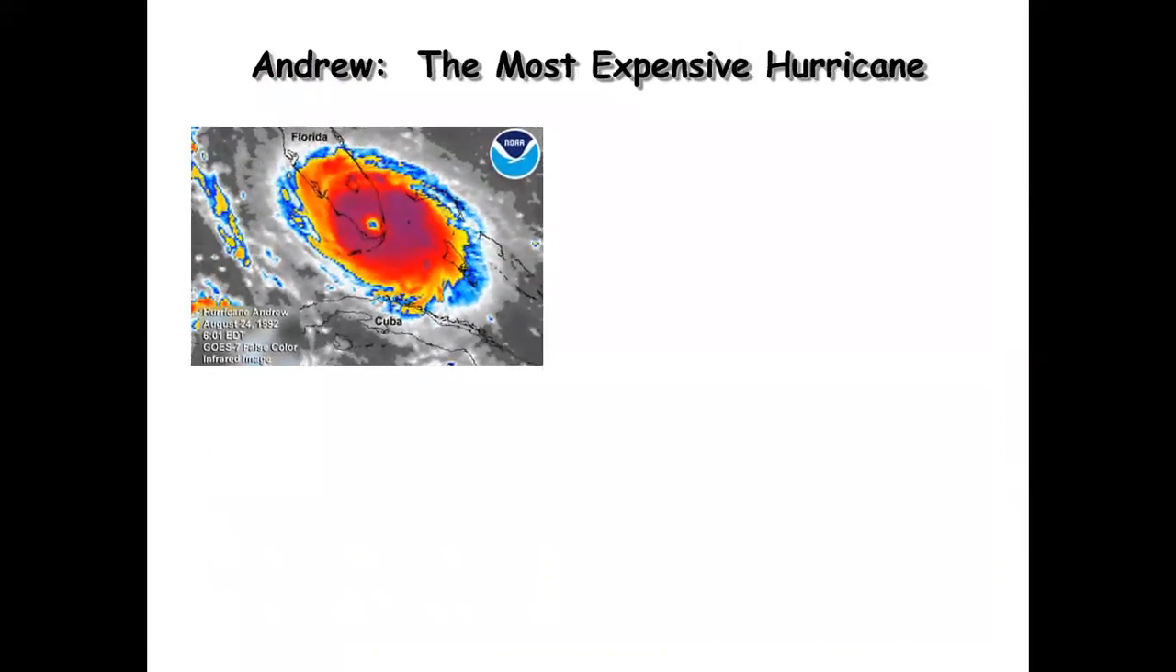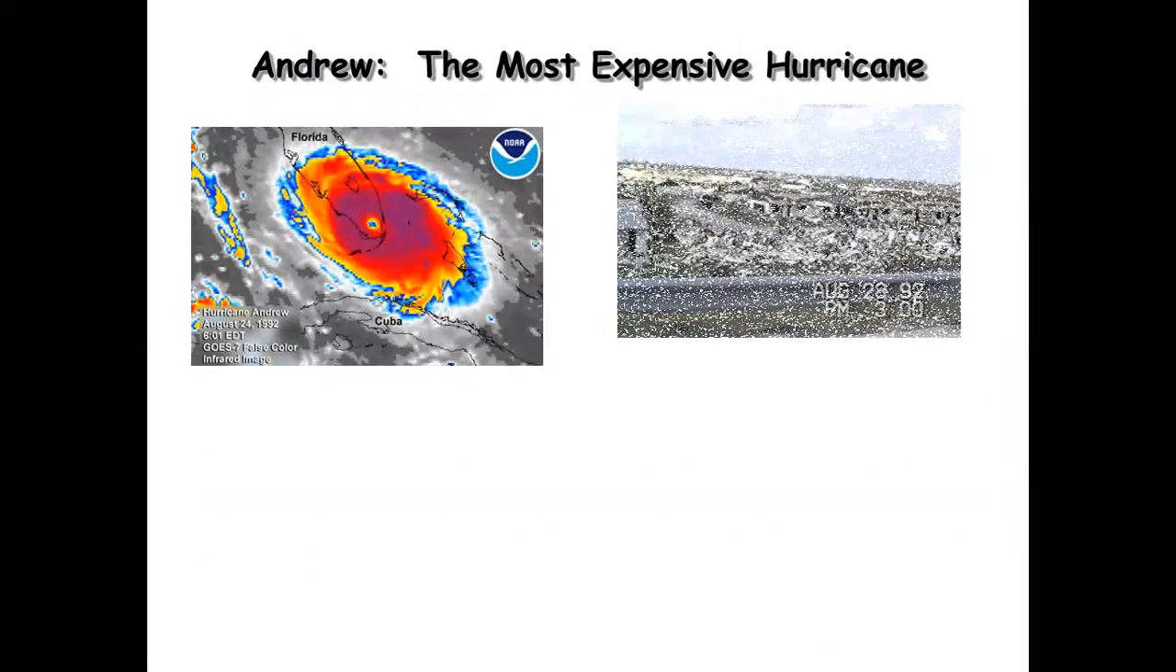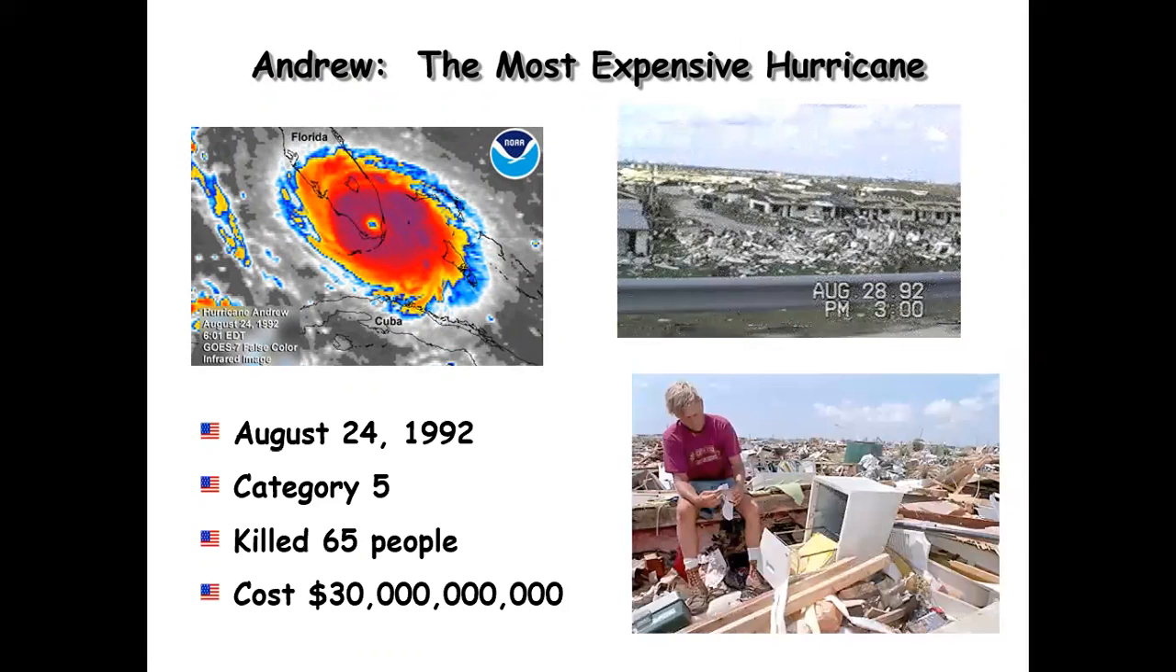But the most expensive one was Hurricane Andrew. This one, 1992, Category 5, only killed 65 people, but it cost $30 billion with a B, dollars in damage. That is catastrophic economically.